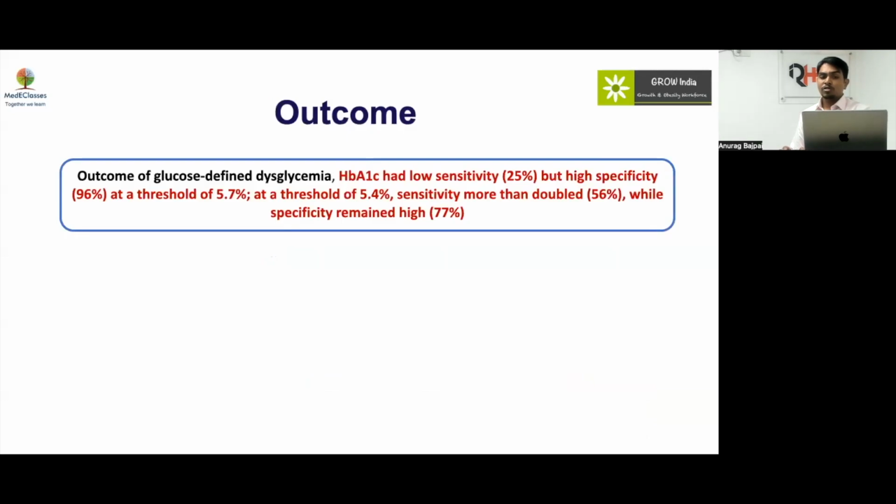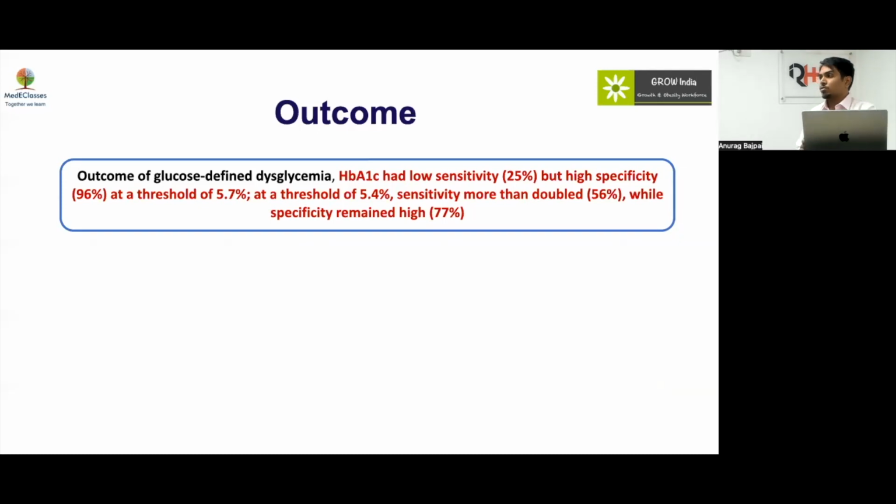So if we talk about the sensitivity and specificity for the outcome of glucose-defined dysglycemia, HbA1c had a low sensitivity of around 25% with a higher specificity of 96% if we take the cutoff of 5.7%. But if we reduce the cutoff from 5.7 to 5.4, then the sensitivity doubles, but it is again not very good, like 56%.